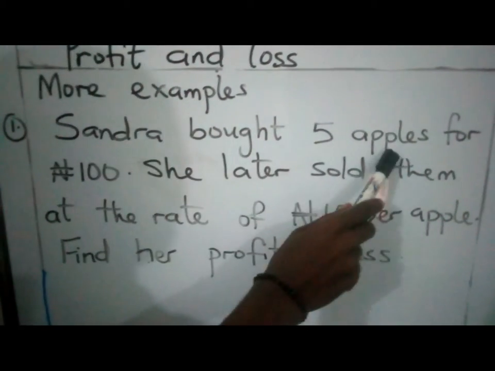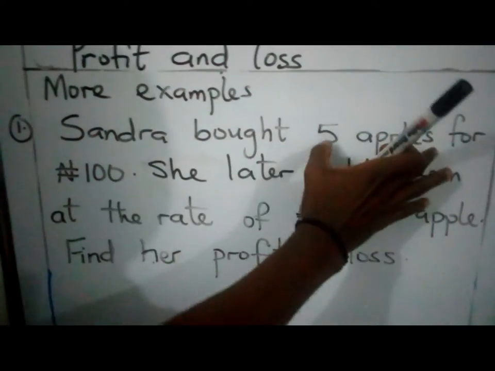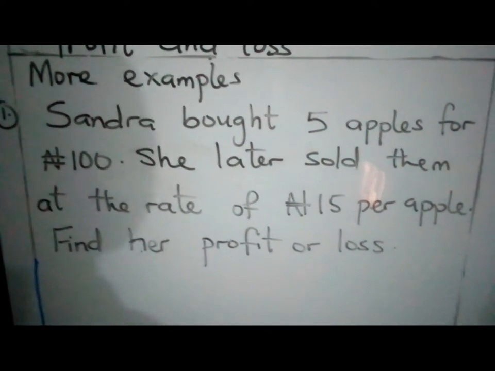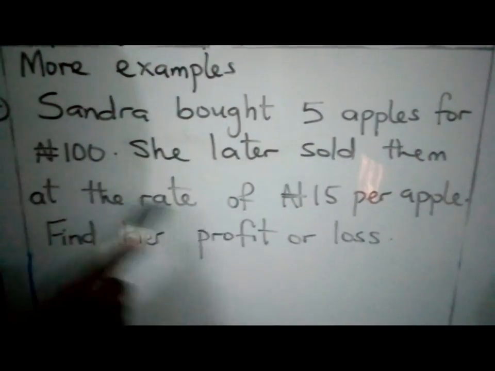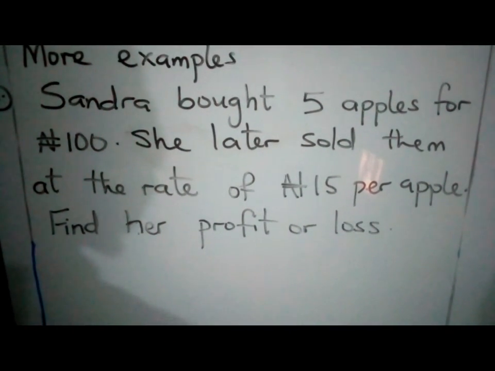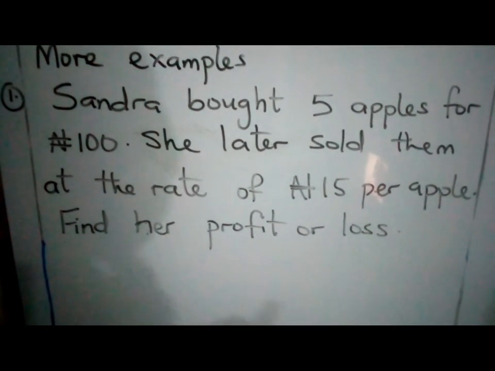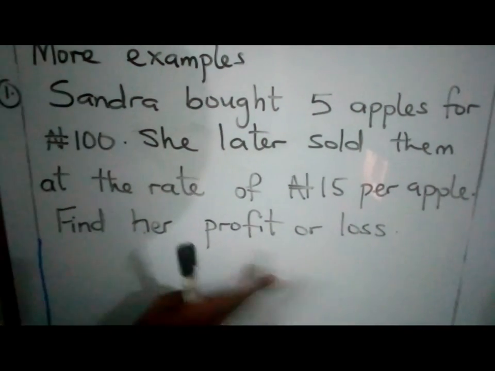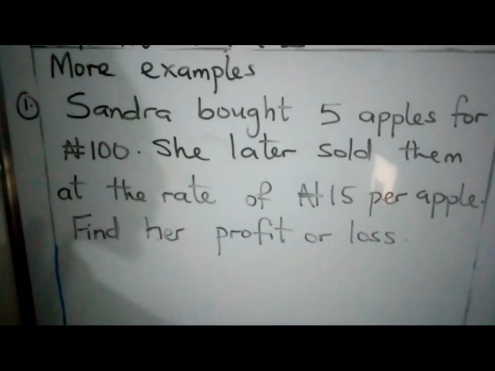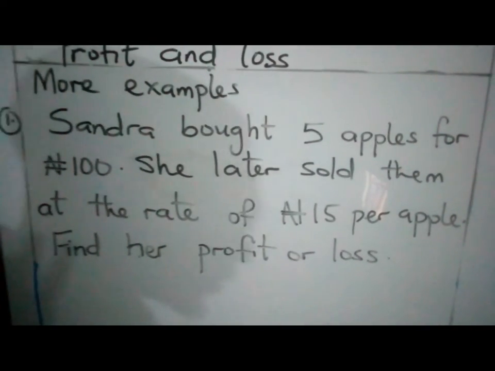Sandra bought 5 apples for 100 naira. She bought all the 5 apples for 100 naira, okay? She later sold them at the rate of 15 naira per apple. So I need us to read it bit by bit so we can have a good understanding of the question. Now, find her profit or loss. Before we can tell if there is a profit or loss in this transaction, we need to actually identify our cost price and our selling price.